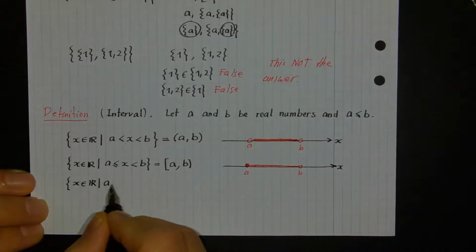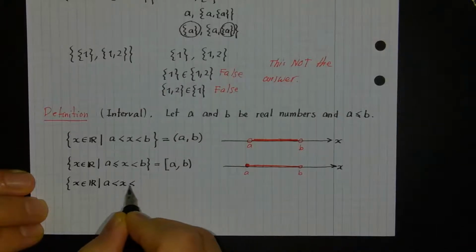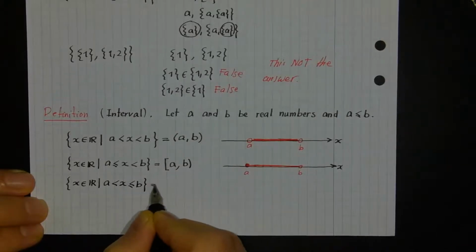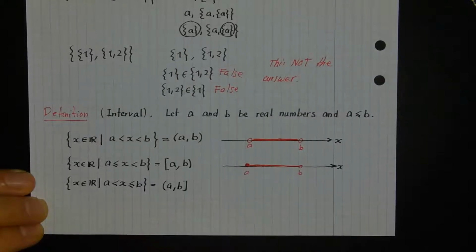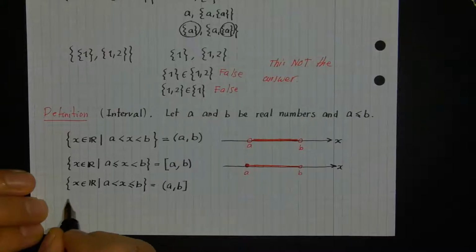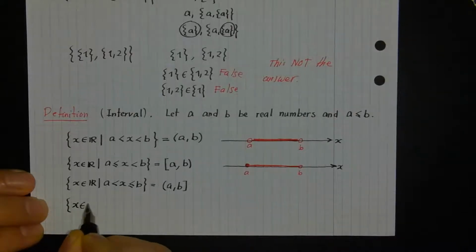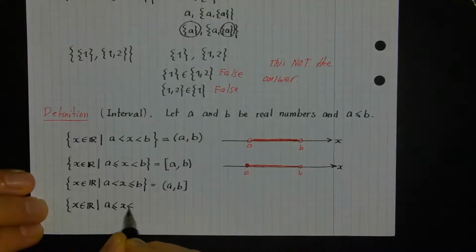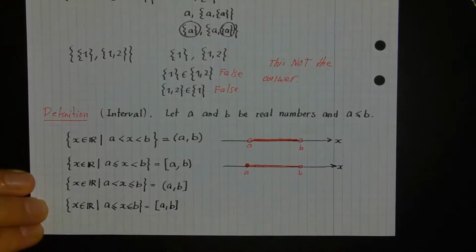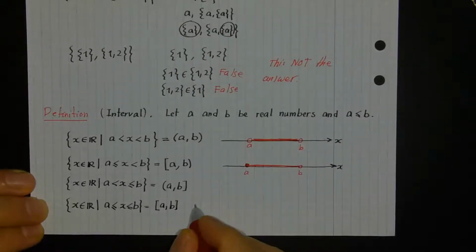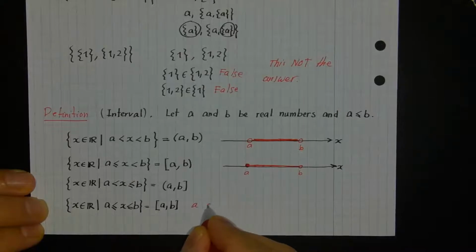This is A less than x less than or equal to B, and this is denoted by parenthesis A and square bracket B. And then this one, of course, you can guess what is coming next. You can include both of them, so you denote it by this symbol. This last one is called a closed interval.